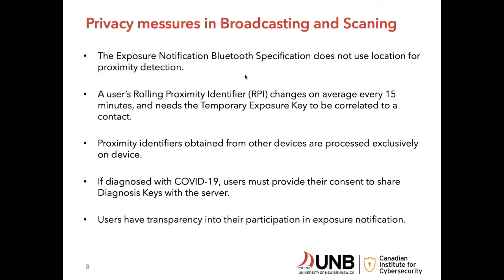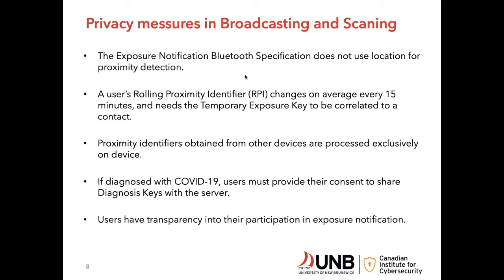Some of the privacy measures that we could observe in their broadcasting and scanning were actually interesting. The exposure notification Bluetooth specification does not use location for proximity detection. It strictly uses Bluetooth beaconing to detect proximity. So a user's RPI changes on average every 15 minutes and needs the TEK to correlate to a contact. This behavior reduces the risk of privacy loss from broadcasting the identifier, and proximity identifiers obtained from other devices are processed exclusively on the device only.